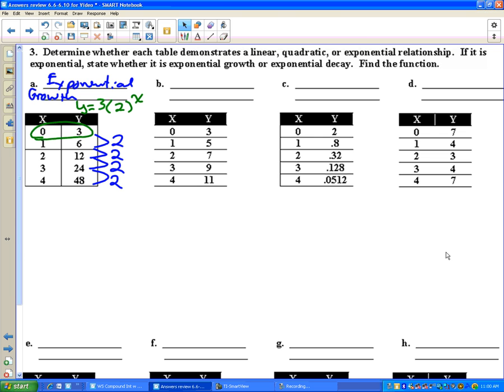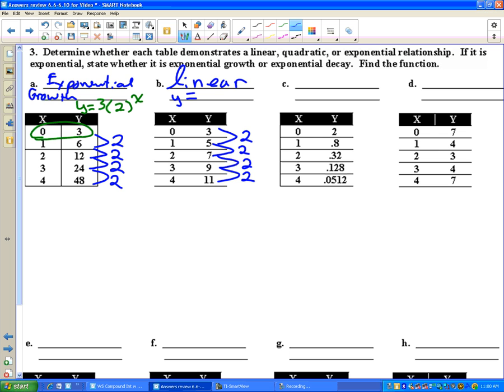Number 2, if I look at this, 5 divided by 3 is not going to be the same as 7 divided by 5. So I am going to go ahead and do differences. 5 minus 3 is 2, 7 minus 5 is 2, 9 minus 7 is 2, 11 minus 9 is 2. So this is linear. So y is equal to m, that's my first difference, 2x plus b. b is y when x is 0, so plus 3.